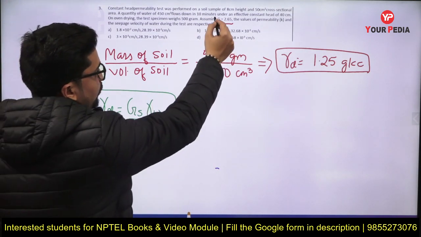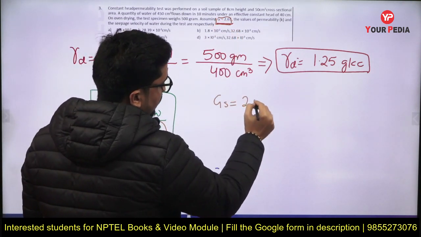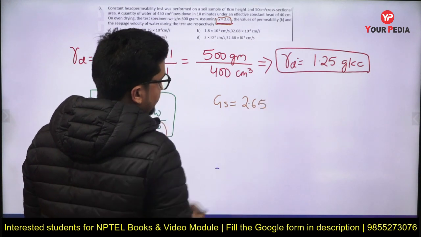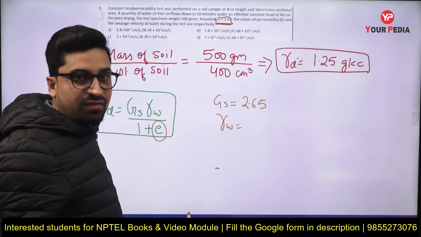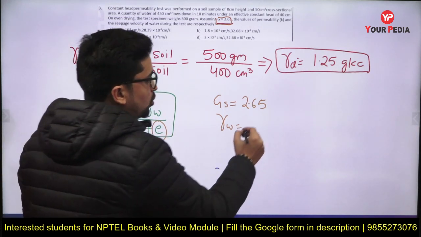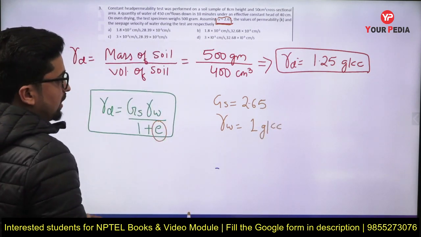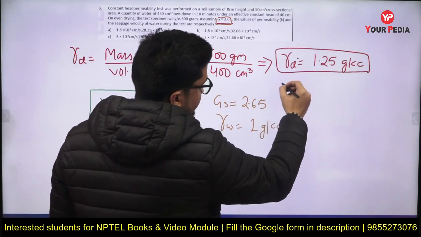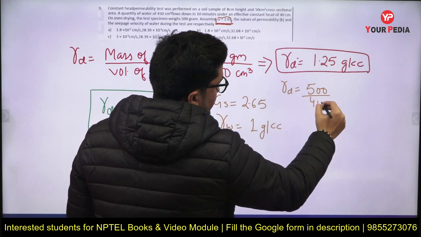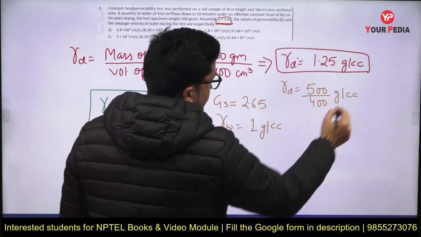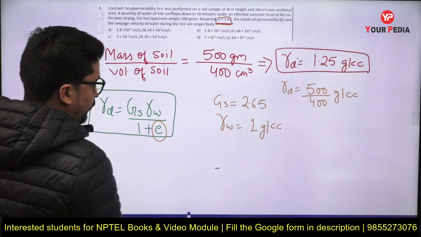So they have already told you that the specific gravity of solids, GS, is equal to 2.65. Gamma W, the unit weight of water in gram per cc, we already know is equal to 1 gram per cc, correct? And gamma D, we have just calculated, is equal to 500 divided by 400 gram per cc, correct? So let us substitute these values in this equation and find out the value of the void ratio.